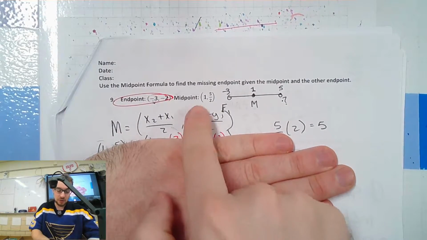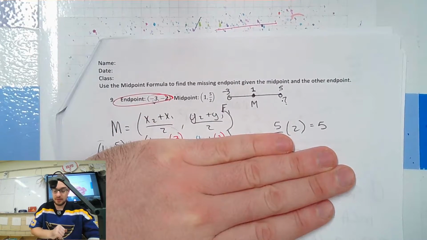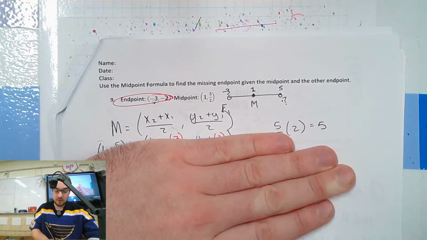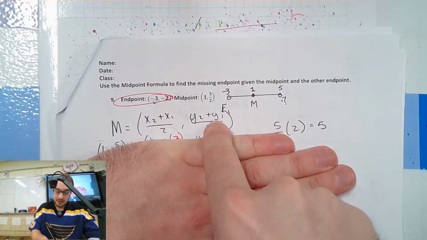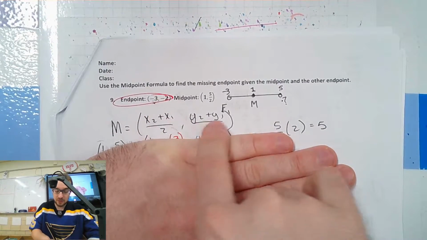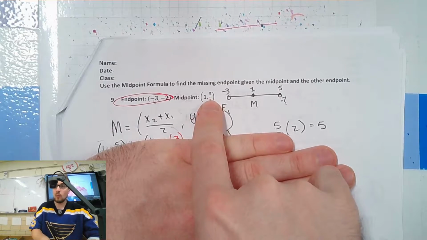Well, this time, they've told us the midpoint, and they've told us one endpoint, but we don't know the second endpoint. That's the one we're finding. So normally, we plug in our endpoints here and here. I'm only going to plug in this endpoint for X1 and Y1. And I'm going to plug in the midpoint where the midpoint is.